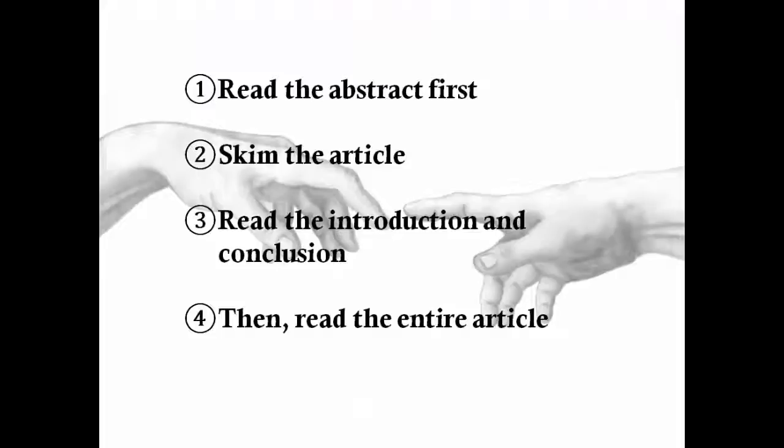Here are a few suggestions before we get started. Read the abstract first. This should give you a complete overview of the article. Skim the article to get a sense of the sections and general contents. Read the introduction and then skip to the conclusion or discussion section. This will help you get an overall sense of the article and whether or not it is relevant to your research. If the article looks like it will be useful, then read the entire article carefully.